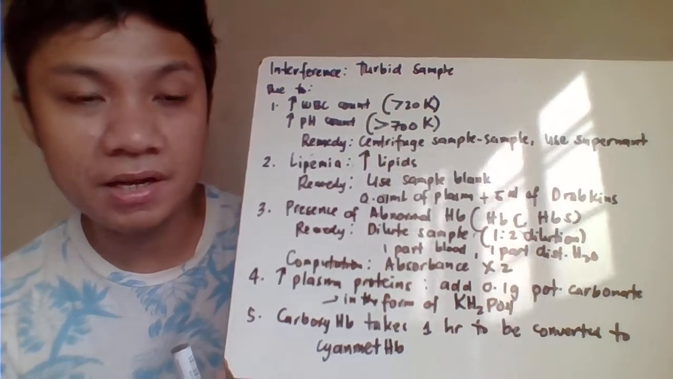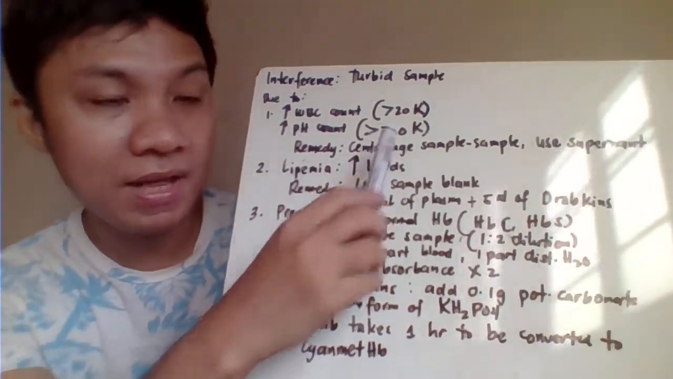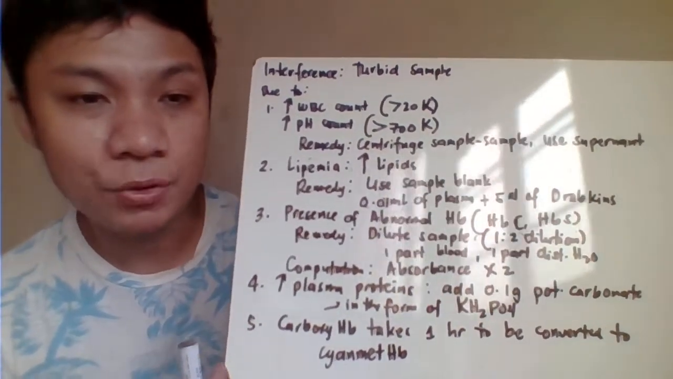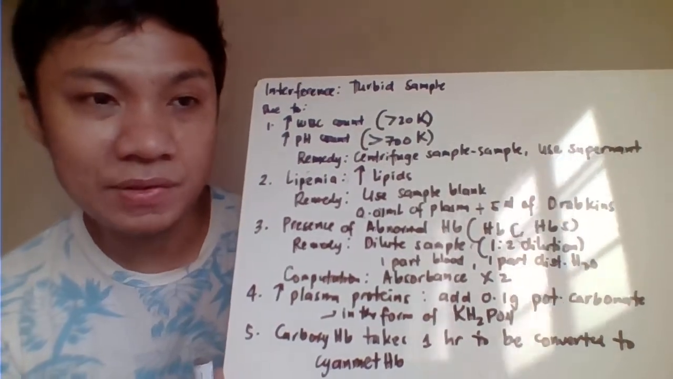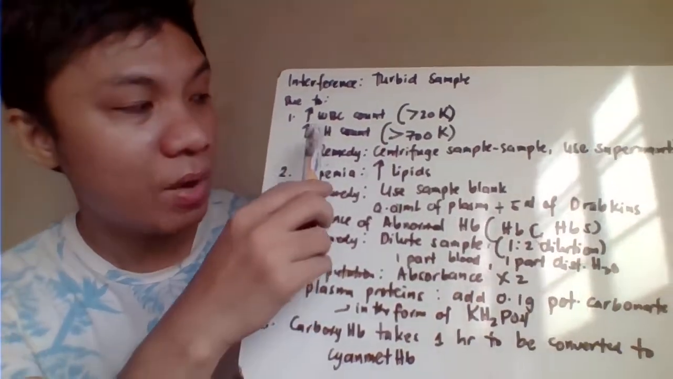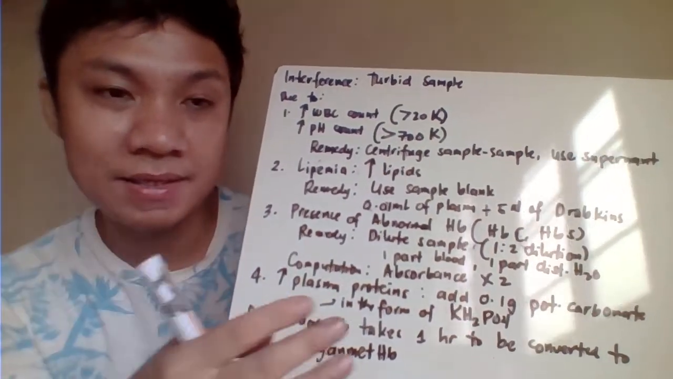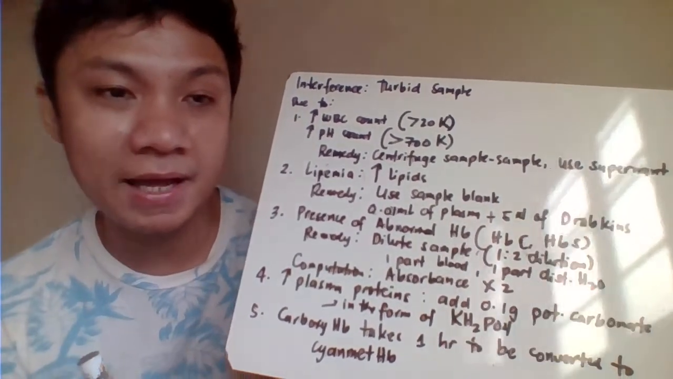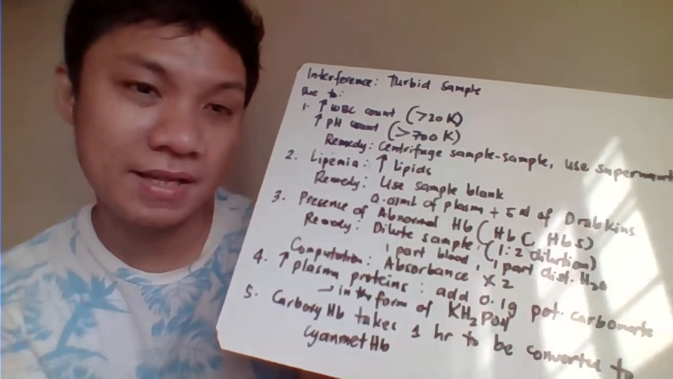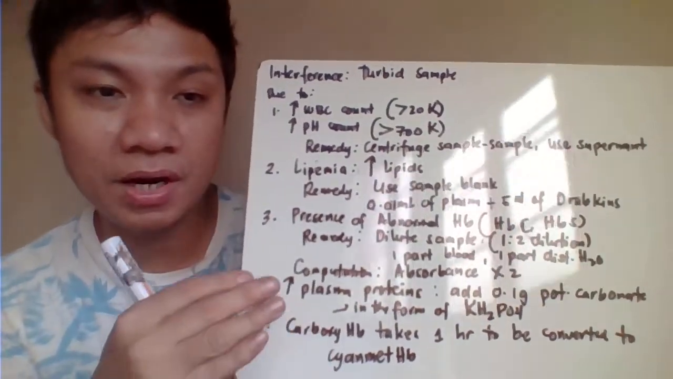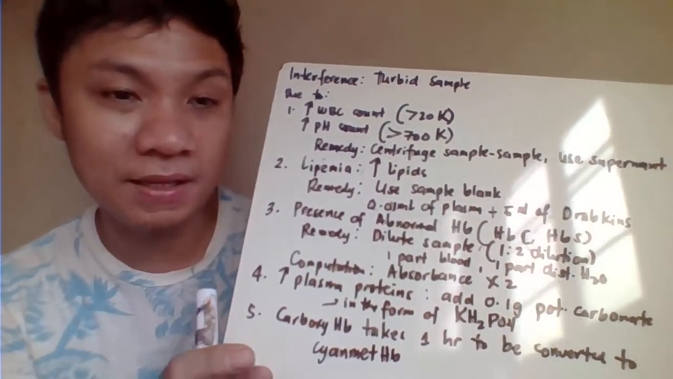Or you could also have increased platelet count that's more than 700,000. You would have a turbid sample or solution because of that. For this one, all you need to do is just your blood sample plus your reagent. Diba, nag-add ka na ng blood saka reagent mo, like 20 ml of your blood, that's whole blood.